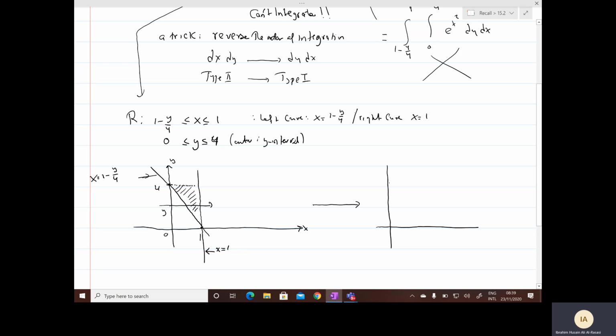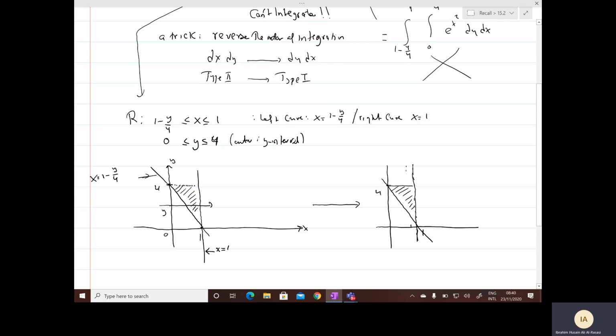Okay, so this is 4. This is 4 and this is 1 and this is h. This is h1 and this is the line here. Okay, and this is the region here.